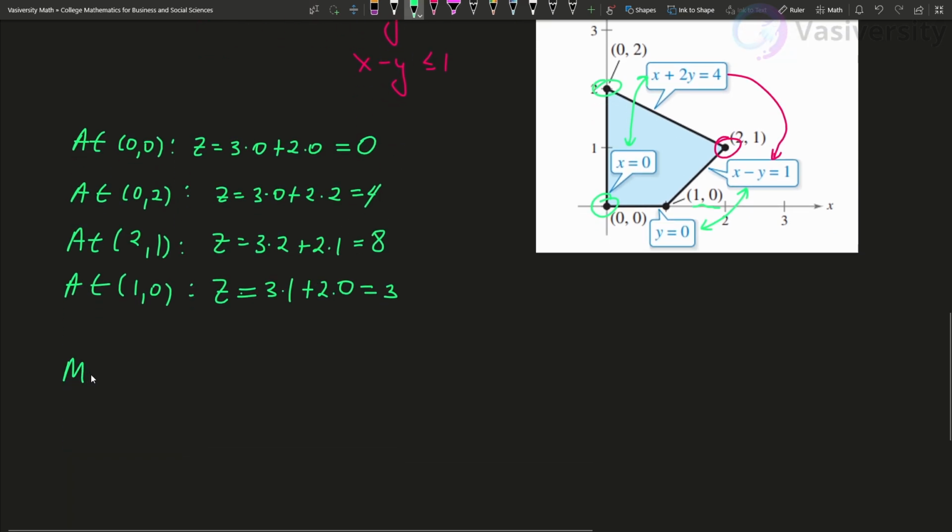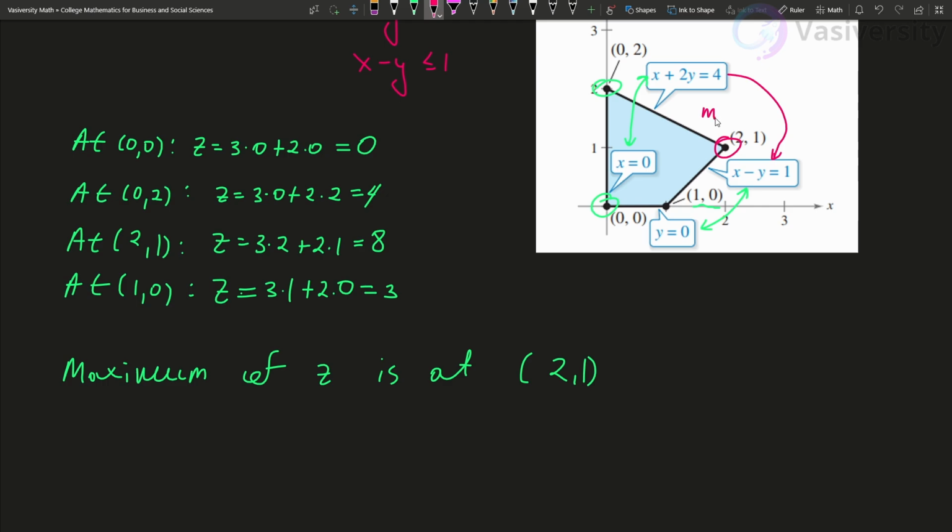Okay, so where does the maximum value occur? So the maximum of z is at the point (2, 1). So at this point right here in red, this is going to be our maximum. This is our maximum for z. So we were able to optimize and find the solution.